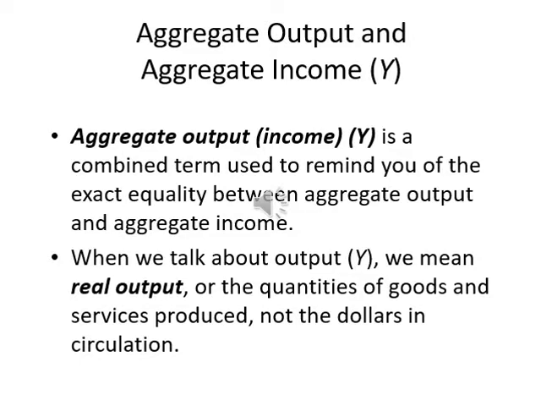Aggregate output (income), Y, is a combined term used to remind you of the exact equality between aggregate output and aggregate income. When we talk about output, Y, we mean real output, or the quantities of goods and services produced, not the dollars in circulation.